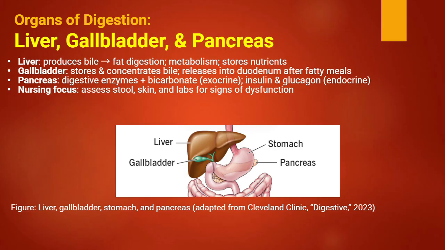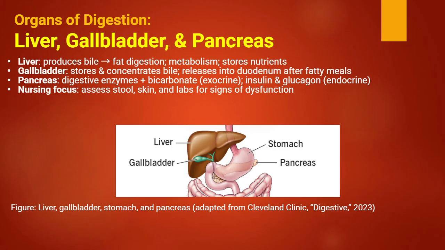Beyond digestion, the liver plays a vital role in metabolism by processing carbohydrates, proteins, and fats, storing vitamins and minerals, and detoxifying harmful substances. From a nursing standpoint, we assess for signs of impaired liver function, such as jaundice, abnormal lab values like elevated liver enzymes, or changes in mental status that may suggest hepatic encephalopathy.